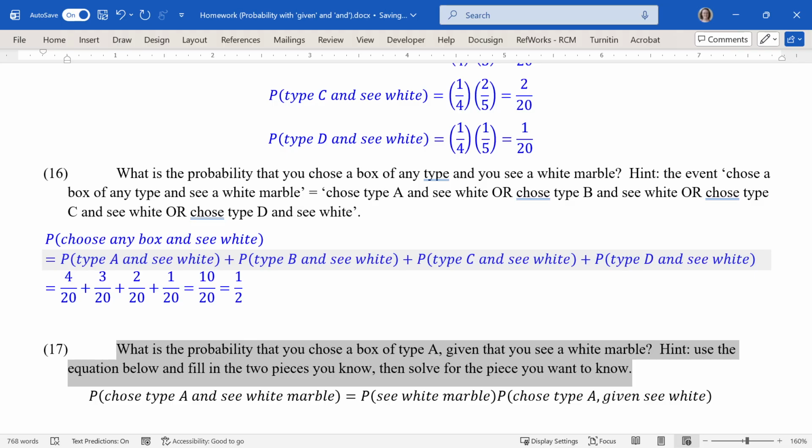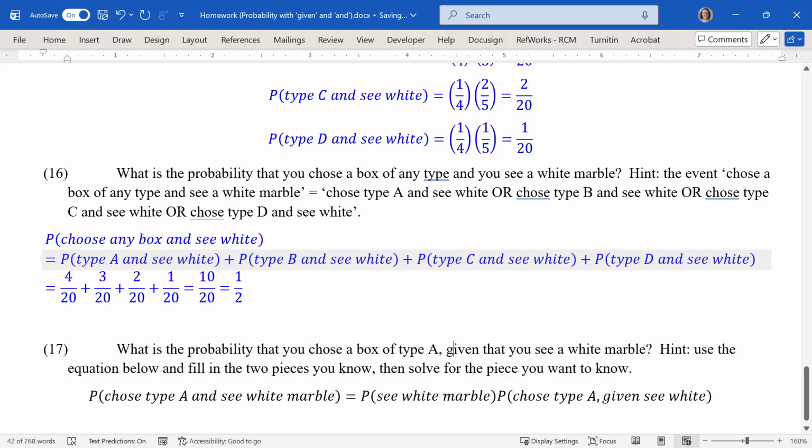I mean, it's about actual sampling of real populations and looking at public health and medical treatments and stuff like that. So what is the probability that you chose a box of type A given that you see a white marble? So if you're only able to take just one observation, and you see white, how likely is it that you actually have the type A box? This is the type of information we'd like to be able to calculate. So if all you see is the white marble, what is your probability of having the type A box?